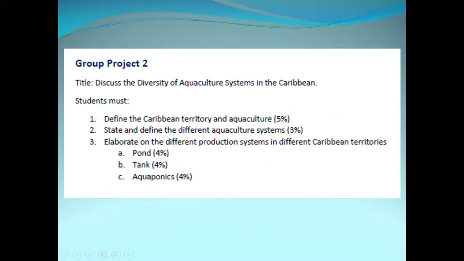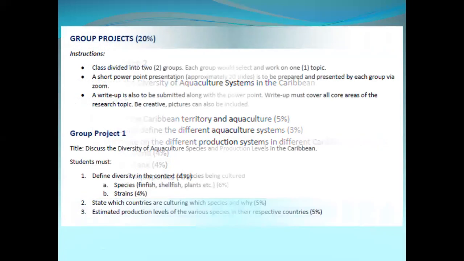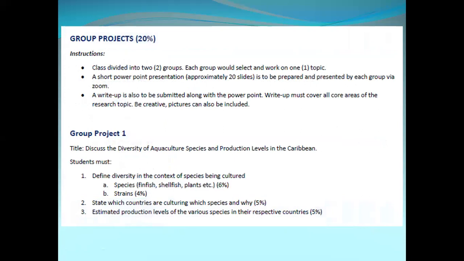This one. Discuss the diversity of aquaculture systems in the Caribbean. I'm going to email this out to you all now. I'll send this and then, later on, I'll send the slides and things from today's session. Right, but I'll send this to you all now so you can have a look at it, and you can decide probably by tonight or tomorrow. So, right, this is group project 2, and this is group project 1, diversity of aquaculture species and production levels in the Caribbean.